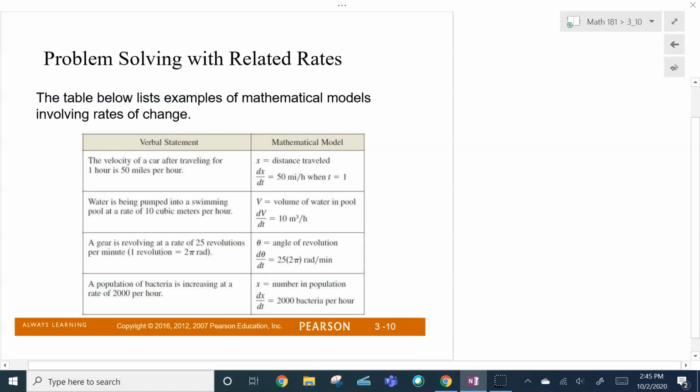The problem solving with related rates, this table is just giving you a verbal statement. So the velocity of a car after traveling for 1 hour is 50 miles per hour, so that's the rate of change, dx/dt, the distance traveled, at t equals 1. Water is being pumped into a swimming pool at a rate of 10 cubic meters per hour. The volume is changing, and so on. So it's giving you the rate of change. Read it very carefully. Those are verbal statements showing you how they're explaining the rate of change there.